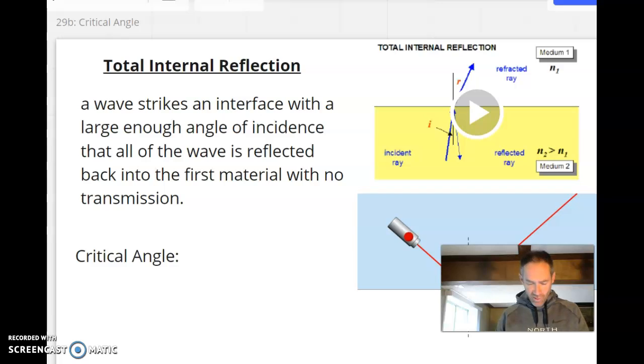So with total internal reflection, you're going to have that huge angle of incidence. And when you have that, because of it, you're going to have all of the energy reflecting back into the first material, not going on into the second material.